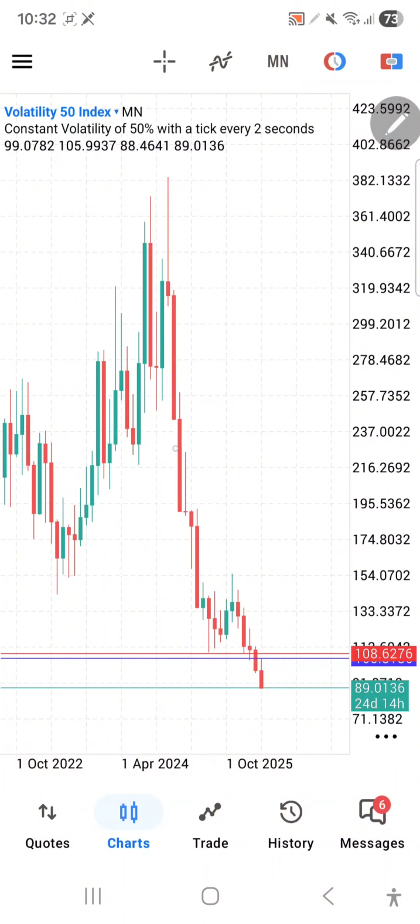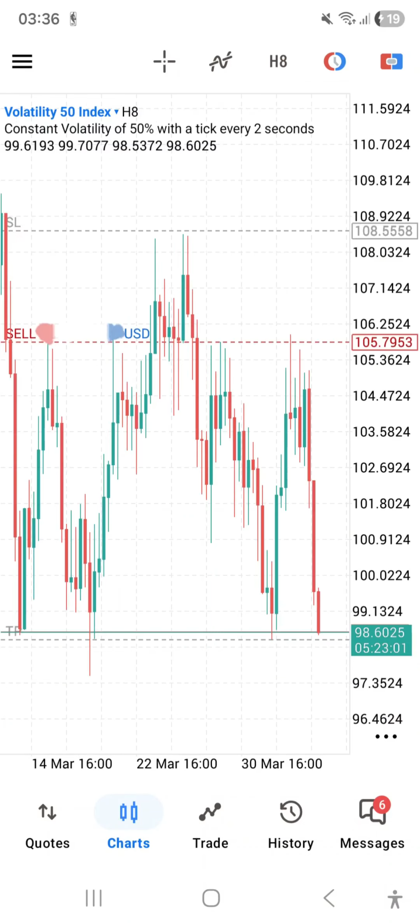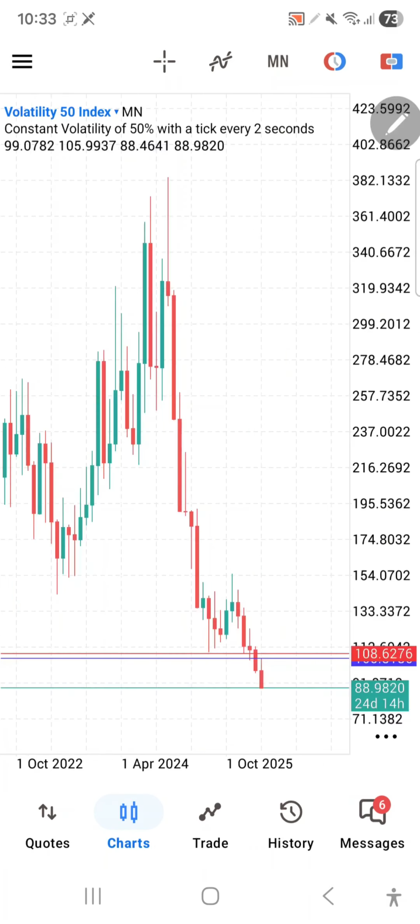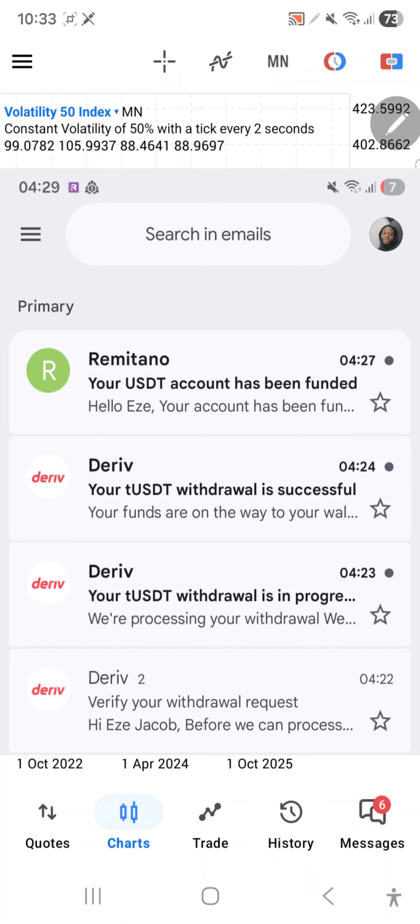This trade took just 2 days to hit final take profit. And you can see this was when the trade hit final take profit, and this was when I made my withdrawal. Also, this was when I got the notification.